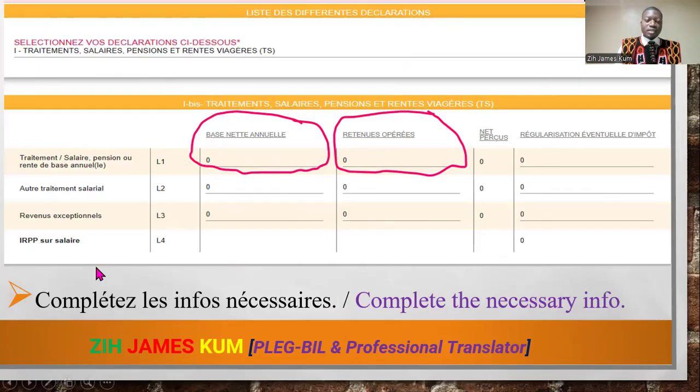When you do that, these other figures, this one will be automatic, and then that's it. That's all you need to do if you don't have other things apart from your salary. For those who have salaries and other things that they need to declare, they're going to scroll down to see other possibilities to continue filling.